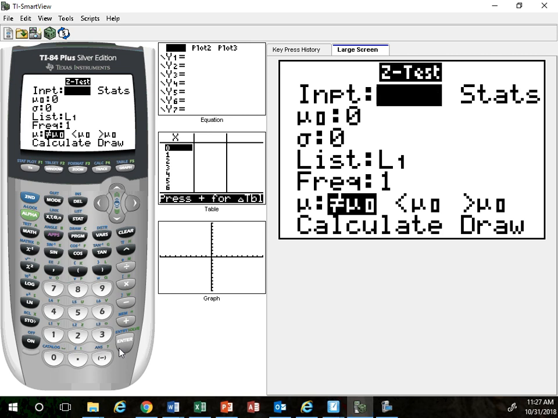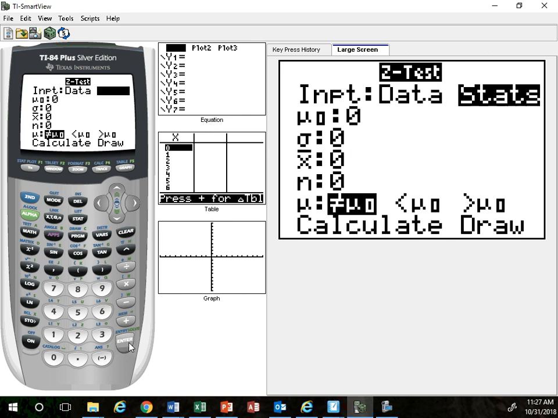Right, so I'm going to arrow over to stats and push enter. Could I fill in all of these things? Yes. What was the mu for the chips? 120. Did I know sigma? 12. Did I know my x bar? 117.5. And do I know the sample size?